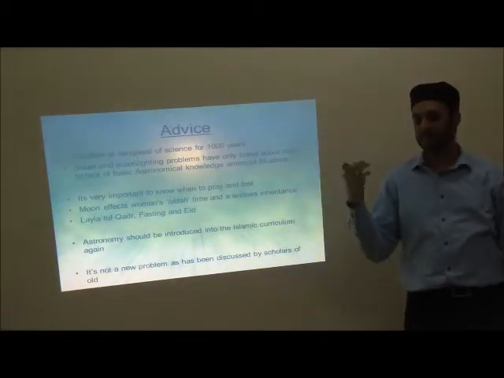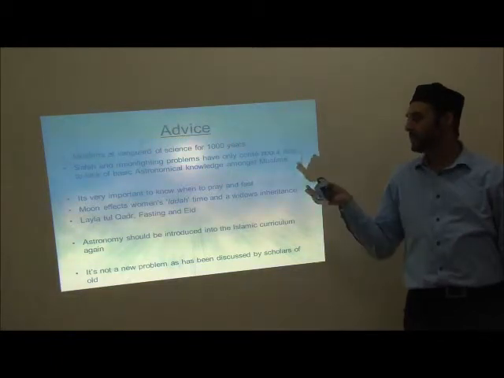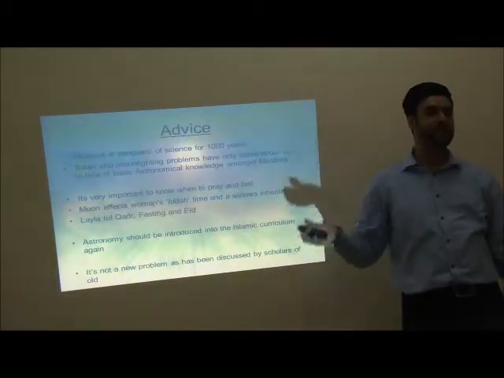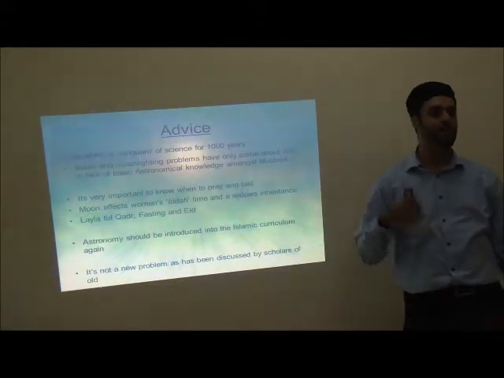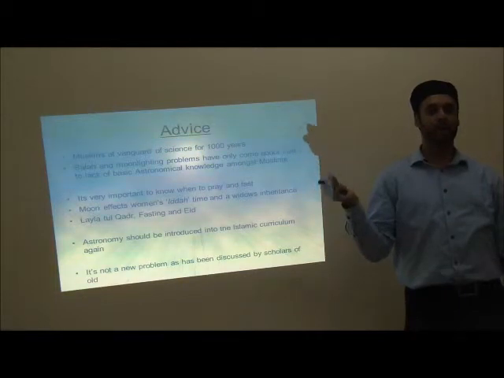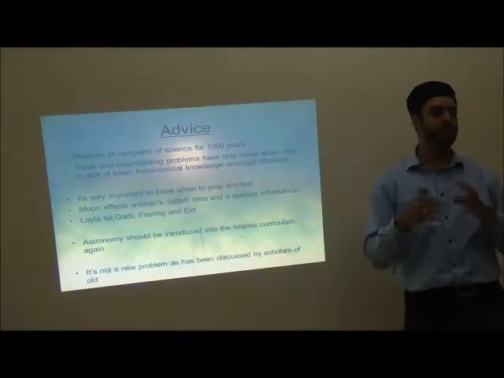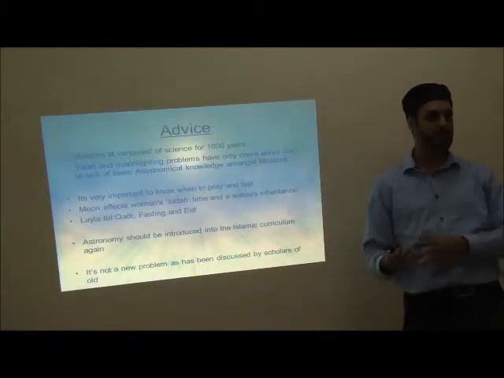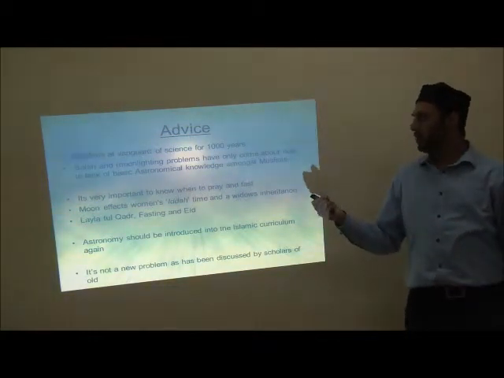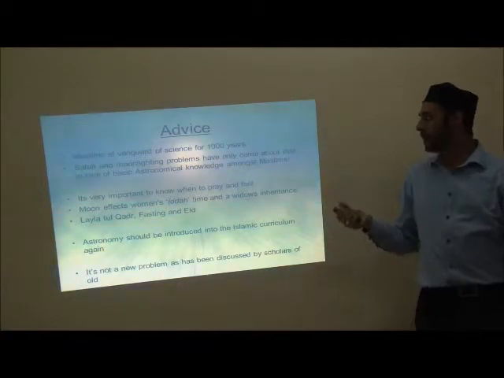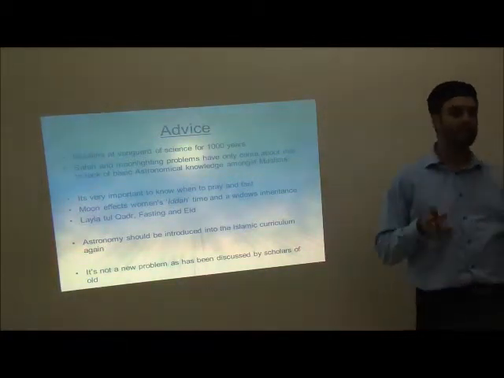personal observations from myself. Now, Muslims have been at the vanguard of this science for 1,000 years. We really developed this science. We were at the forefront, the cutting edge of this science. Most of everything that is built on traditional astronomy now comes from the East, comes from Islam specifically. Salah and moon sighting problems have only come about due to lack of basic astronomical knowledge.